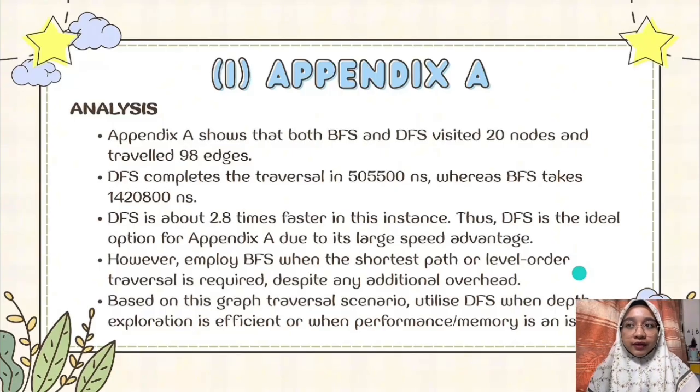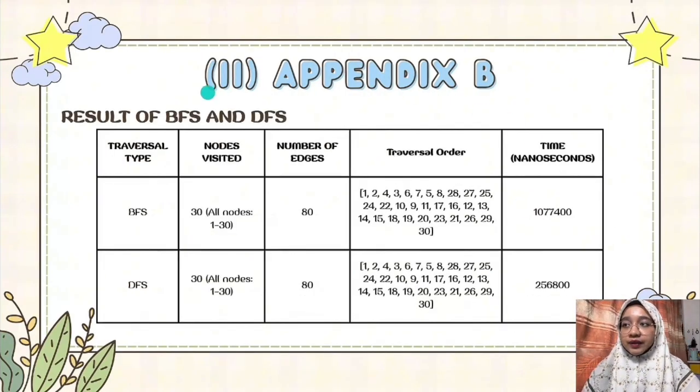This is the analysis of Appendix A. Appendix A shows that both BFS and DFS visited all the nodes and traveled 98 edges, and DFS is faster than BFS. Thus, DFS is the most suitable algorithm for Appendix A. And this is the output for Appendix B. For BFS, 30 nodes visited, the number of edges is 80, this is the traversal order, and the time is 107,400.